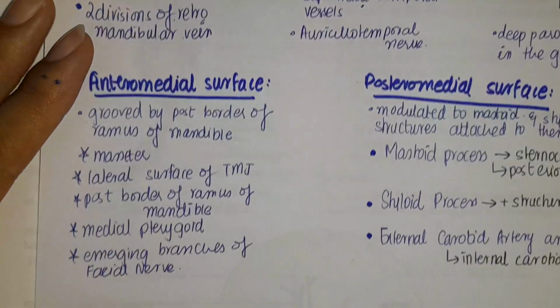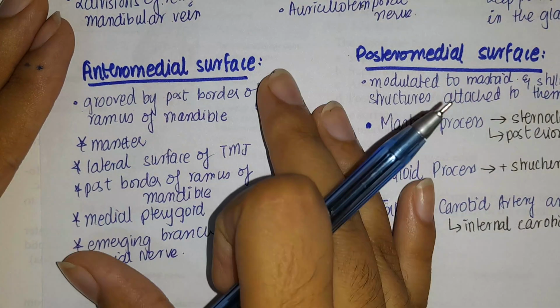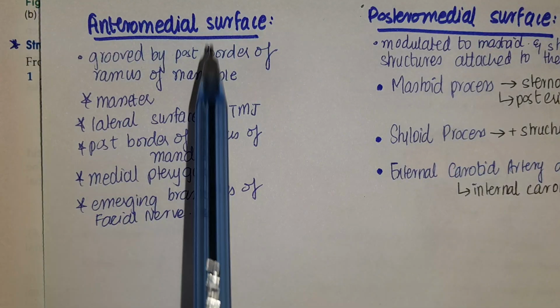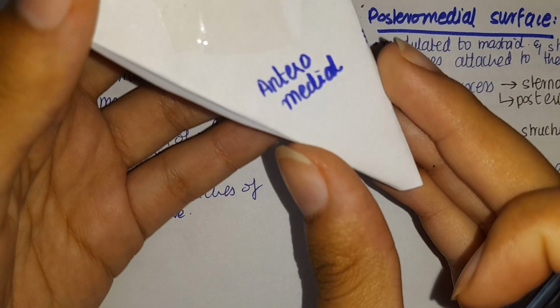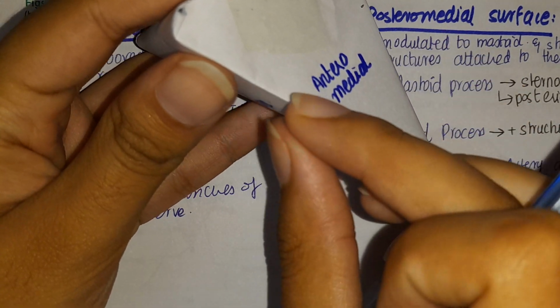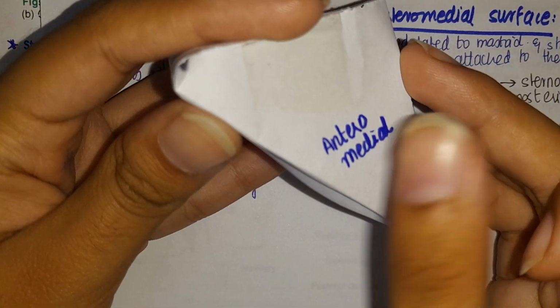Now we will talk about the relations of the anteromedial surface. As I told you, this anteromedial surface is between the anterior border and the medial border, and it will be directed something like this.